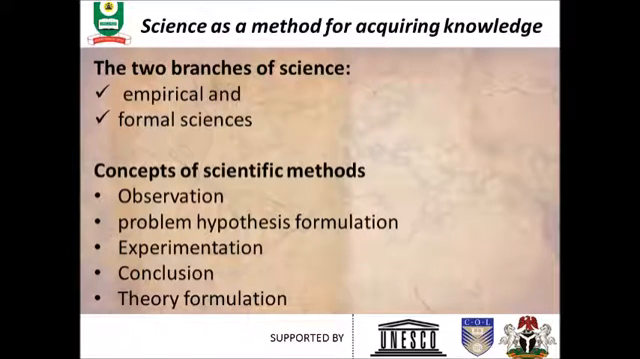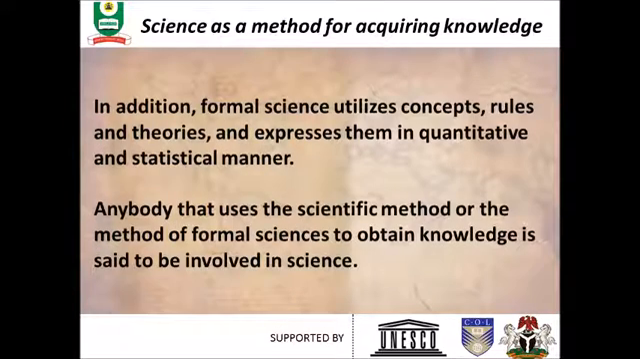Science as a method of acquiring knowledge. What does this mean? Science has well-known procedures for obtaining knowledge. Here we talk about 2 branches of science, which are empirical and formal sciences. And these branches of science make use of what is called scientific method. Various concepts of scientific method include observation, problem hypothesis formation, experimentation, conclusion, and theory formation.